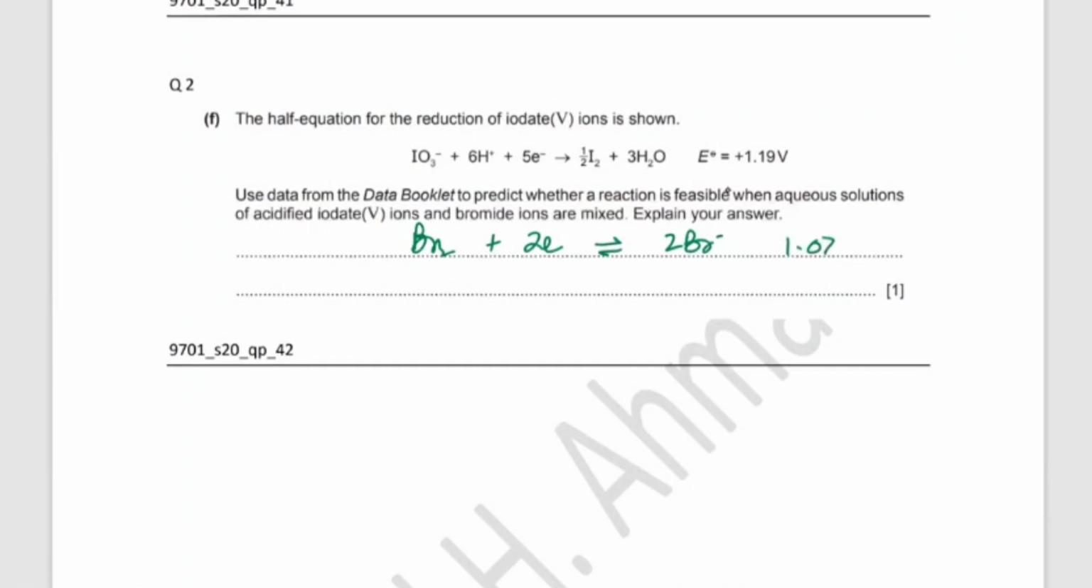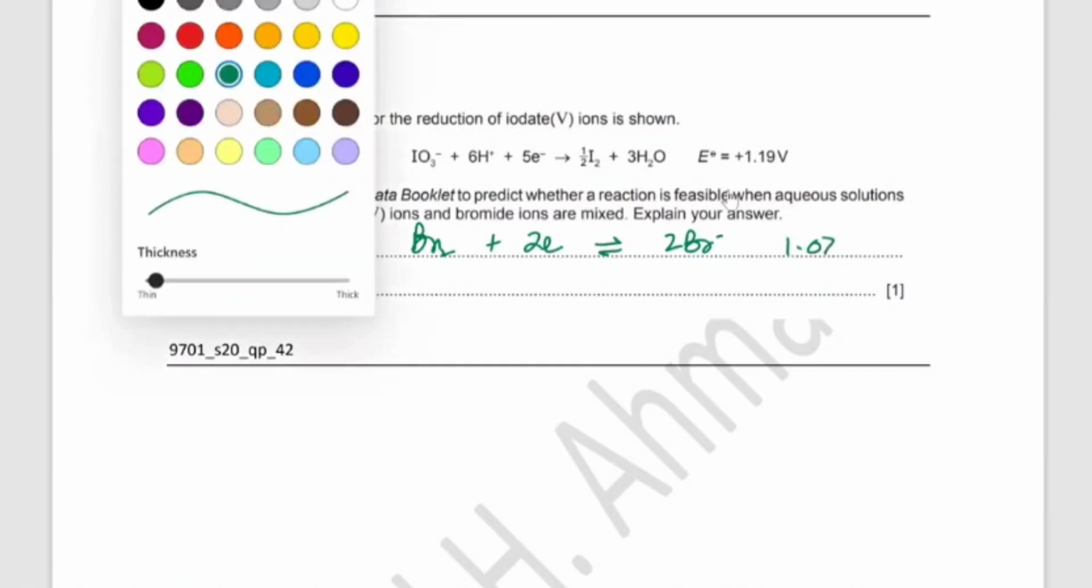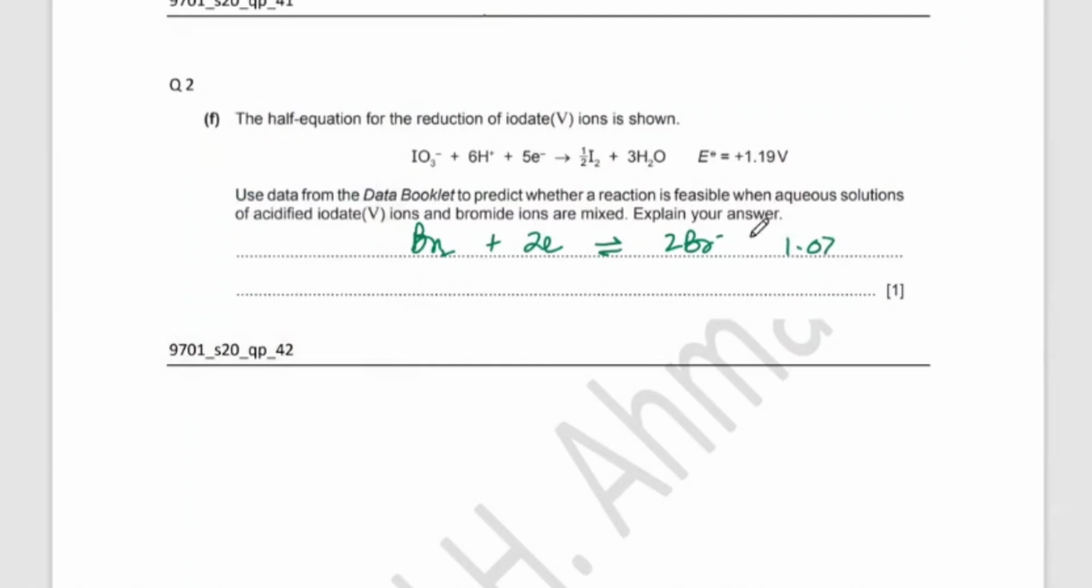So now, remember, in such a question where they ask for feasibility, follow their instructions. They're saying what two things are reacting? Iodate(V) ions reacting with bromide ions. So there's only one option. This is iodate(V), so that means this must be gaining electrons, right? And it's reacting with bromide, so bromide must be losing electrons, right?